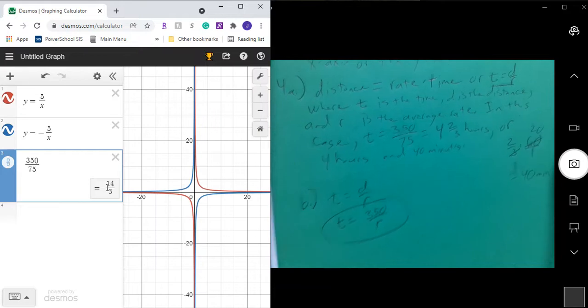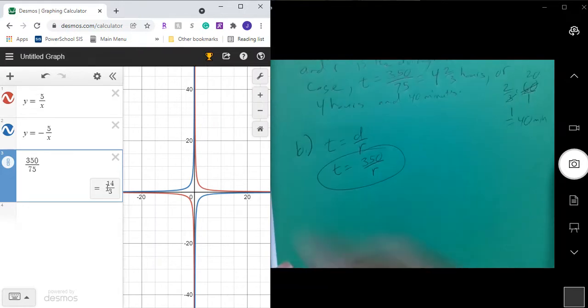Now that would be B. Now we go here to C. Now C, we have a table.